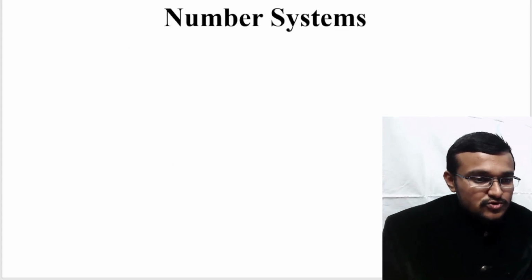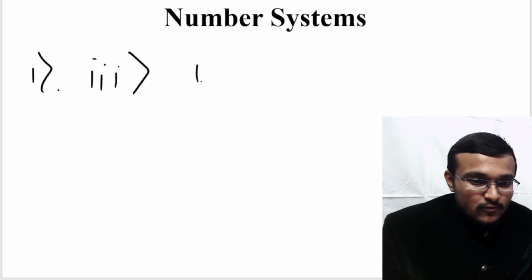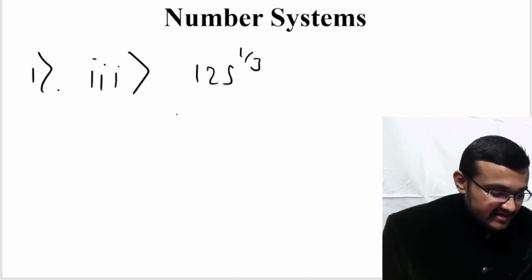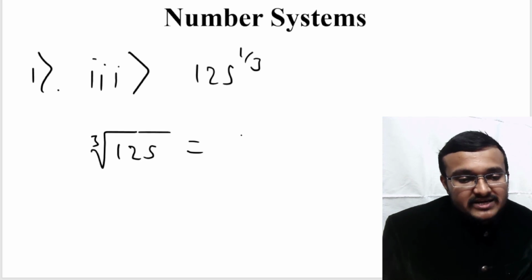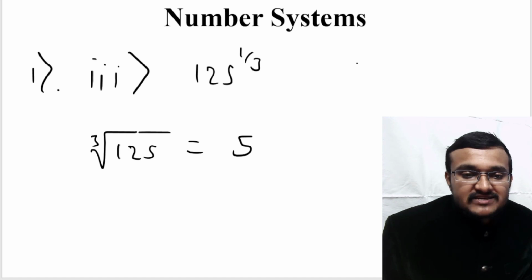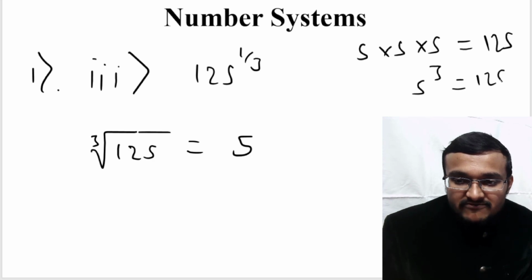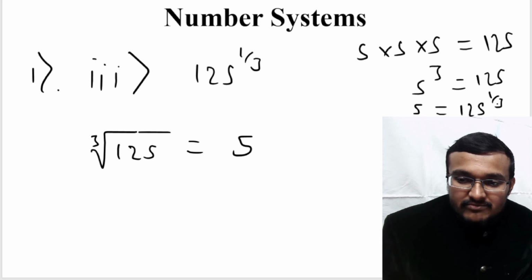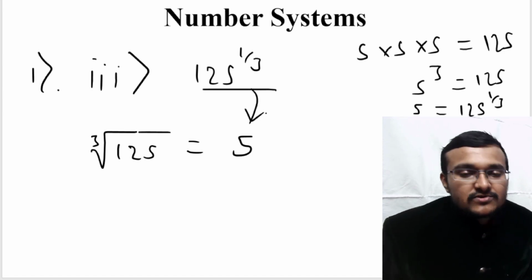Now we will go to the third question in the same first question. In the third question you have 125 power 1 by 3. This is nothing but cube root of 125. So what is the cube root of 125? Cube root of 125 is 5, because 5 into 5 into 5 is equal to 125. So that is nothing but 5 cube is 125. So 125 power 1 by 3 is equal to 5.